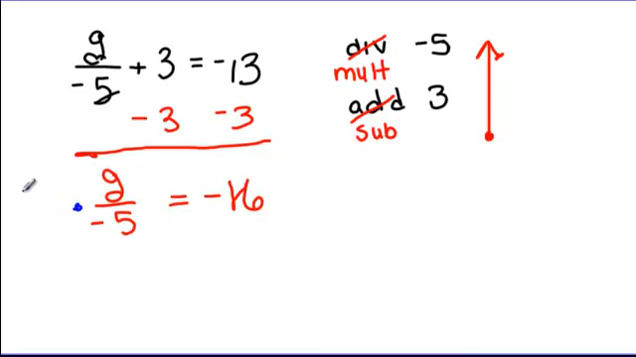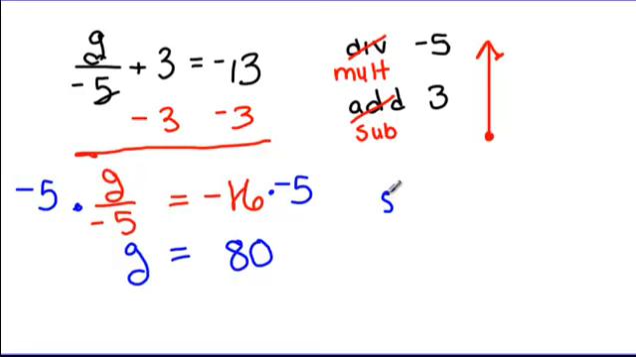What you do on one side, you must do where? You're right, to the other side. So that gives me g is equal to positive 80. Now, if I wanted to make sure this is correct, what would I do? That's right, I would plug it back in.